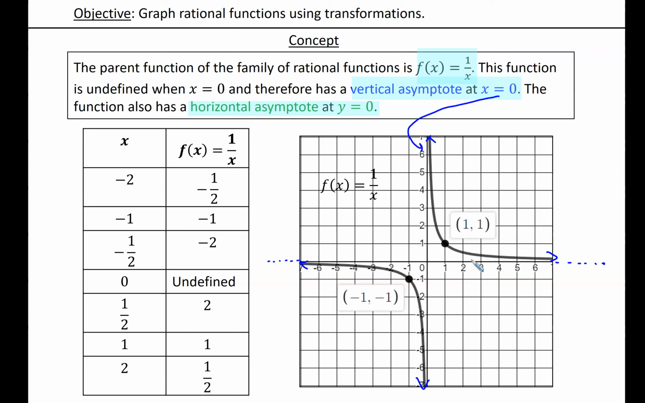Then the other two key things that we can use are the fact that (1, 1) and (negative 1, negative 1) are always going to be points on the parent function. If x is equal to 1, that gives us 1 over 1, which is equal to 1. That's where that's coming from. And if x is equal to negative 1, that gives us 1 divided by negative 1, which is negative 1. So that is giving us that point right there. So we can transform these two points pretty simply and easily using all of our transformations, whatever we have: reflections, stretches, compressions, and then also our translations. So that's what we will be doing.